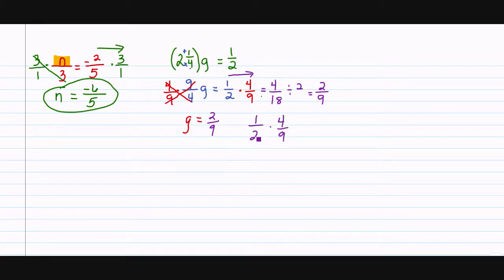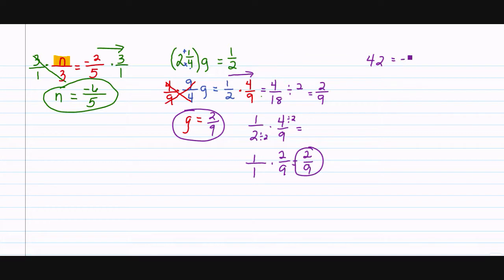I can cancel. I can see 2 and 4 have a common factor, and I'm going to divide by that common factor, which gives me 1 over 2 divided by 2 is 1. 4 divided by 2 is 2. I didn't do anything with the 9. And 1 times 2/9 is 2/9. I get the same answer. So you can do it one of two ways. Let's do another one.